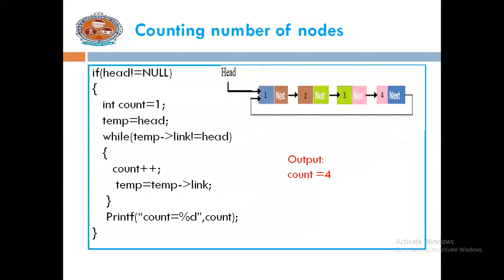The next operation is counting the number of nodes. Here also we are using the method of traversing over the list. While traversing, we are counting the number of nodes. Initially count is initialized to 1 and head is copied to a temporary variable temp. While temp of link is not equal to head, we are moving ahead, and whenever there is a new node, we increment the count value. Finally we print the count value. In our example, our list contains 4 nodes, so the count will be 4.